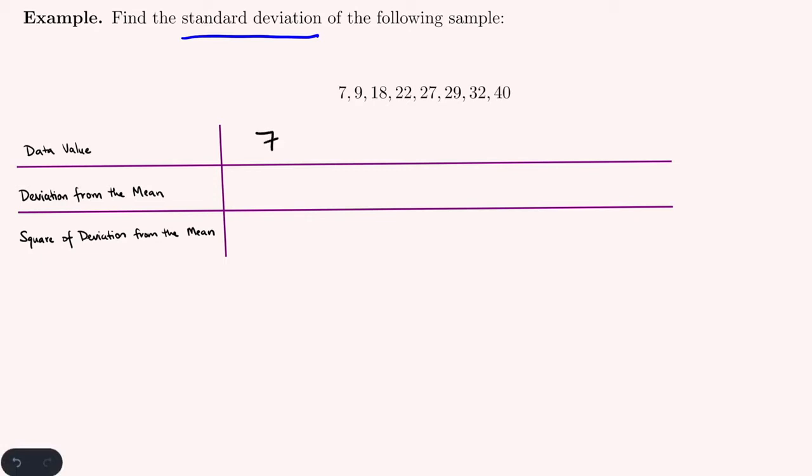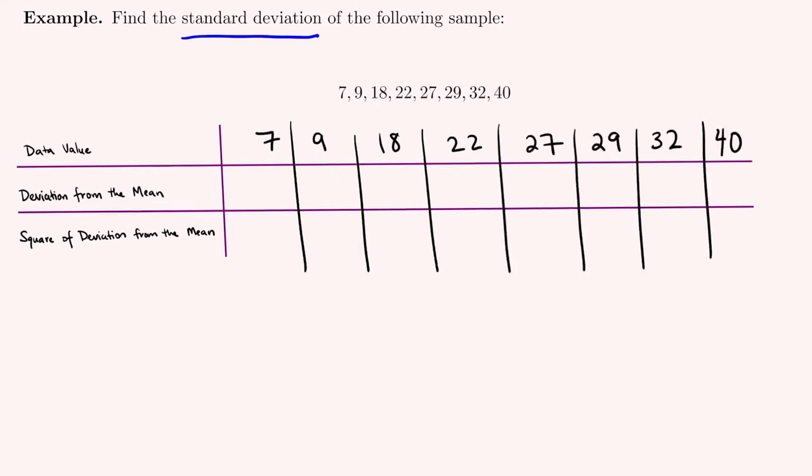We have a 7, 9, 18, just reading off the list, 22, 27. So we've listed out all of the data items from the list, and next we need to calculate the mean. So remember, to find the mean, you add all the data values together and you divide by how many entries there are. Let's count the number of entries. 1, 2, 3, 4, 5, 6, 7, 8. So my n is 8.